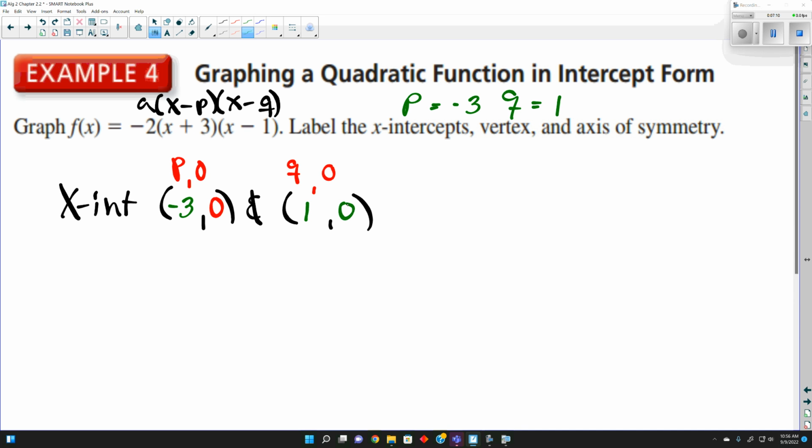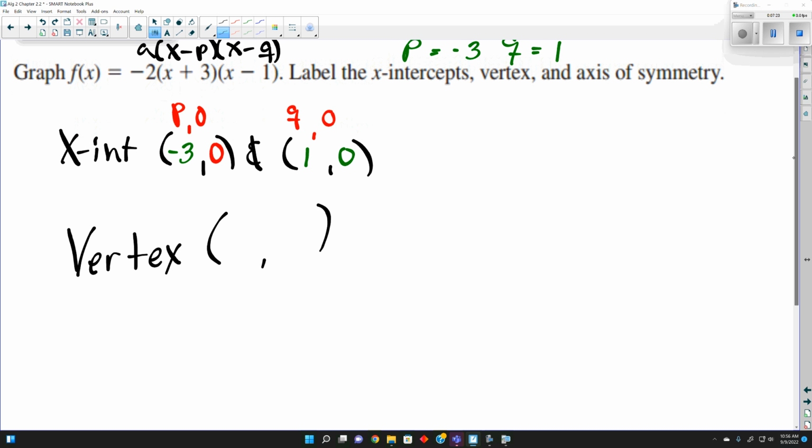Questions on this so far? Now we need to find the vertex. It is part of the answer. Now the vertex is given to us in the form of p plus q over 2, comma, f of p plus q over 2. So really the first thing we need to find is the value of p plus q divided by 2.